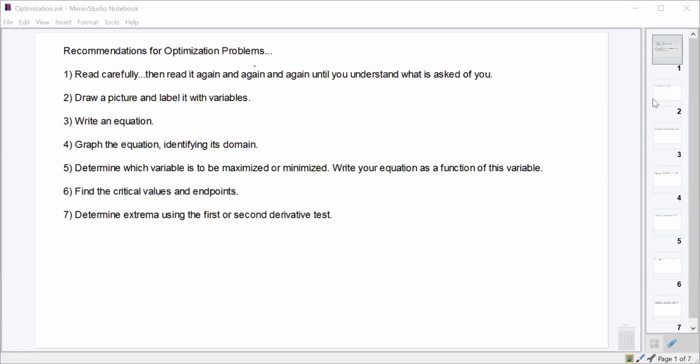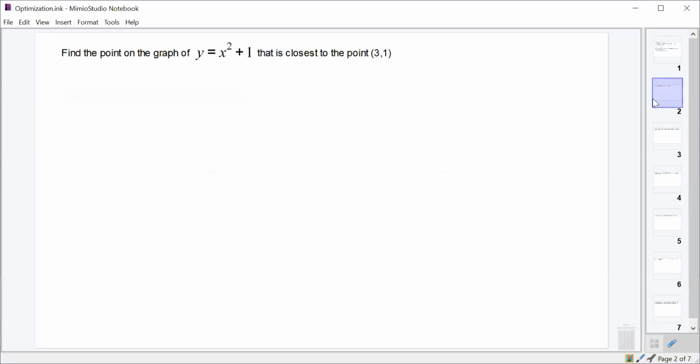Okay, let's give it a shot. So we're going to start with one that's not really a real world situation, but it's going to give us the idea of what we're doing. We're going to look for the point on the graph of y equals x squared plus 1 that is closest to the point (3, 1).